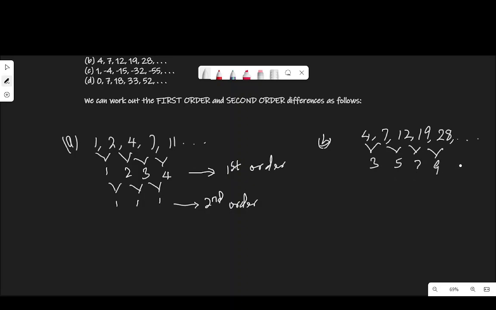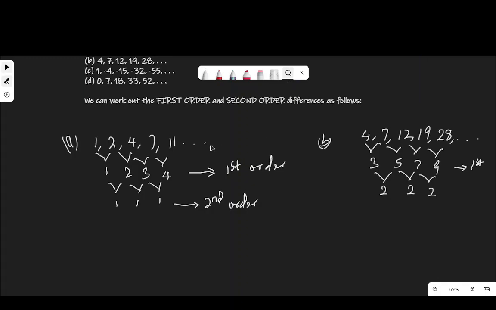You can see again that the first order differences are not the same because the sequence is quadratic. For us to get a constant difference, we need to go to the second order difference. 5 minus 3 is 2. 7 minus 5 is 2. And 9 minus 7 is 2. So any sequence that behaves like this, whereby the first order difference is not constant and we need to move to the second order difference to get a constant term, is a quadratic sequence.